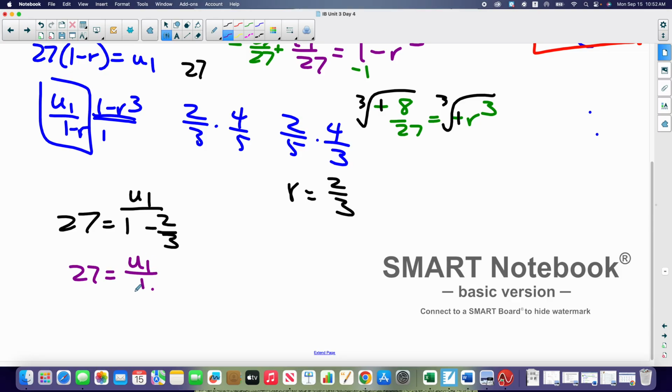u1 over 1/3. How do you get rid of 1/3? Multiply by 3, or divide by 1/3. Multiply by 1/3. 1/3 of 27 is 9. So the first variable was harder to find. The second variable was a little bit easier because we could plug back in. All right, that's all systems.